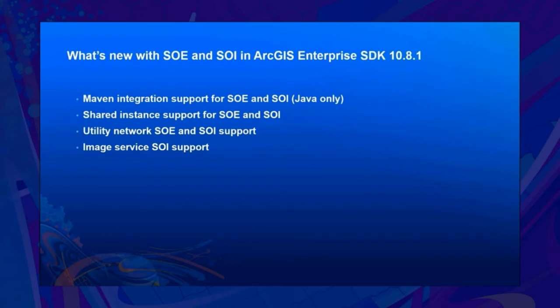In 10.8.1, several new features are introduced in ArcGIS Enterprise SDK: Maven integration support, shared instance support, utility network SOE and SOI, and image service SOI. Among these features, Maven integration support is only for Java SOE and SOI development, while the other three features are applied to both .NET and Java.